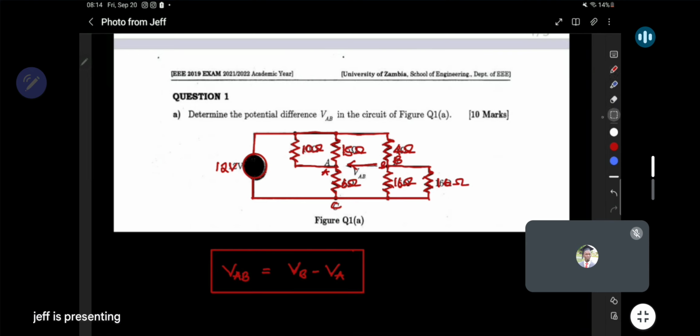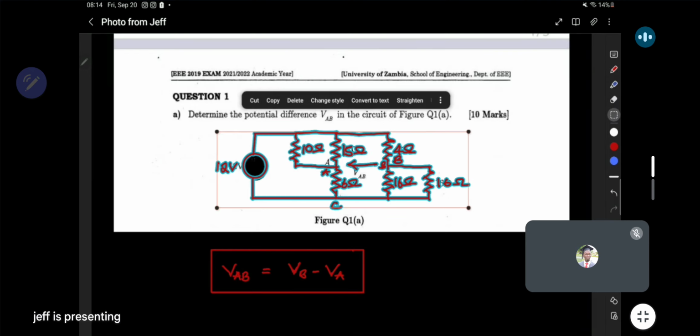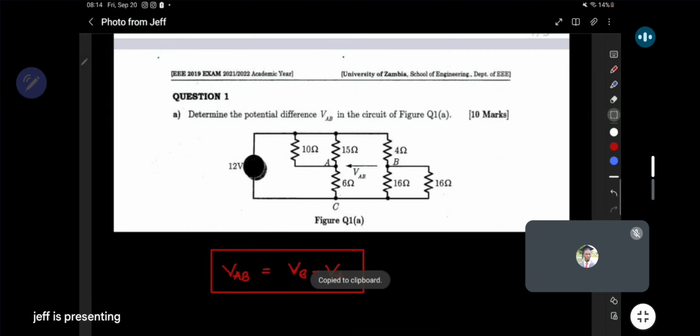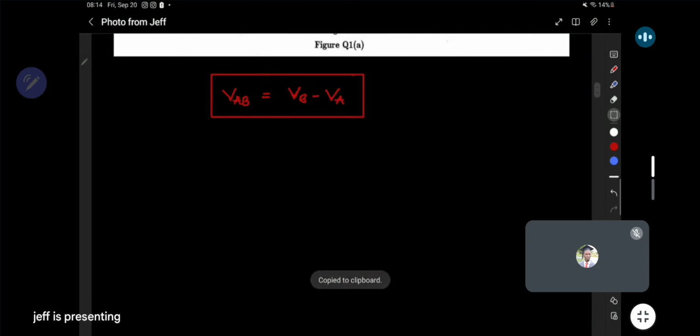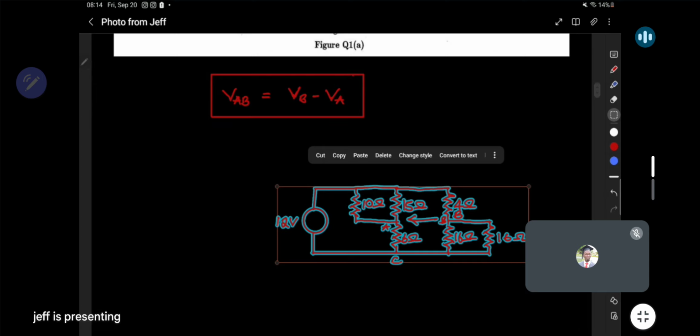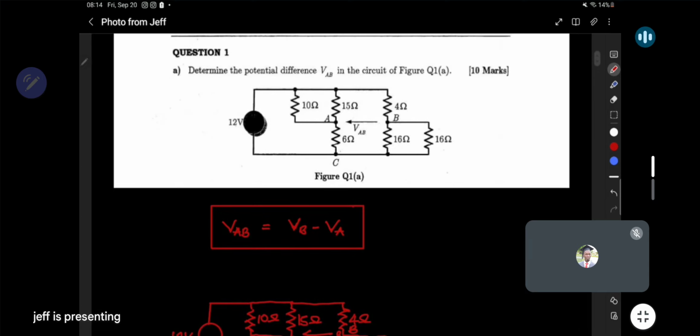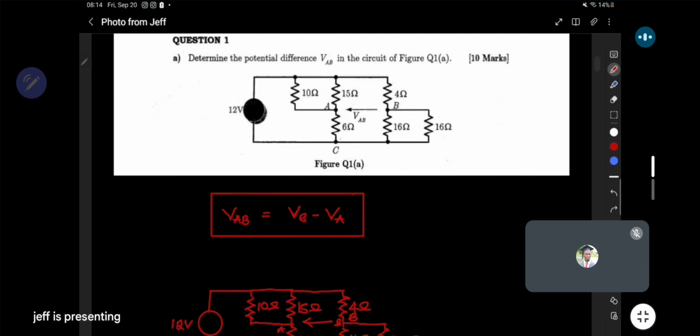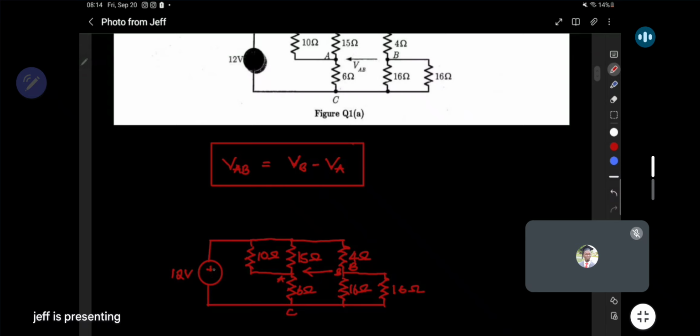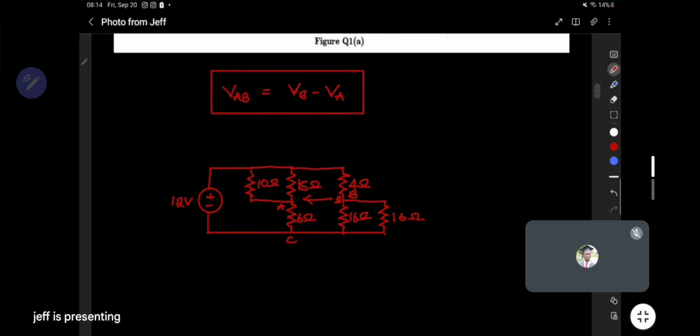Okay, so there are a number of ways that you can work out this problem. You can use nodal analysis, you can use Kirchhoff's laws, or you can go with the plain old basic method of circuit analysis. It is not very clear where positive and negative is, but let's take it that positive is up here and negative is down here.